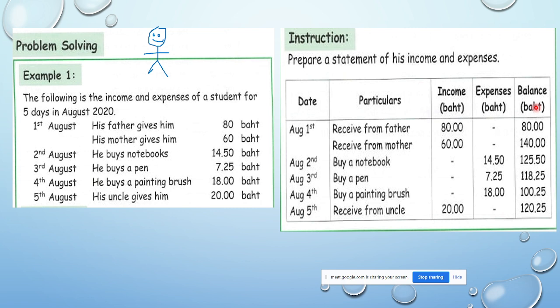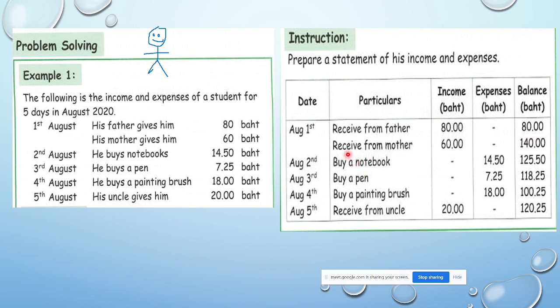Okay, now let us see. On August 1st, he received money from his father, which was 80 baht. So you receive, so you get money. So that is an income. So you put it here. Okay, so now how much money do you have? You have 80 baht already.